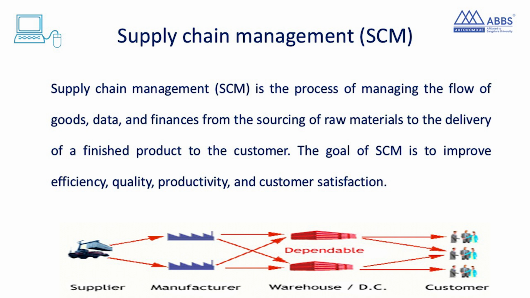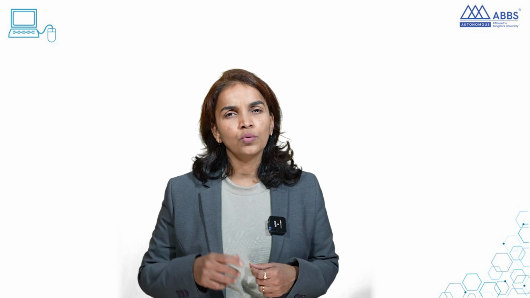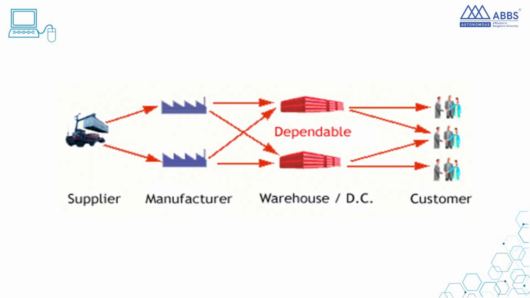Supply chain management is the process of managing the flow of goods, data and finances from the sourcing of raw materials to delivery of finished product to a customer. The goal of supply chain management is to improve efficiency, quality, productivity and customer satisfaction. Now, we just understood supply chain management activity is everything from procuring raw material to delivering the finished product to the end user or customer.